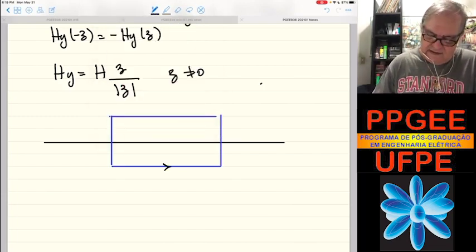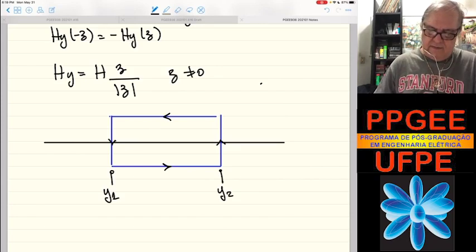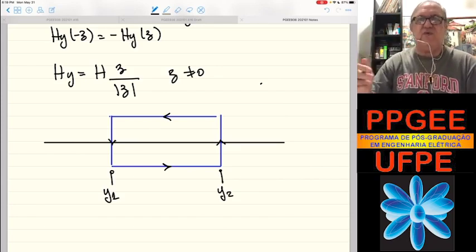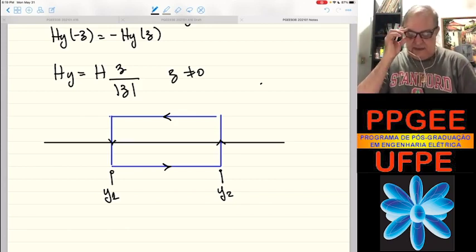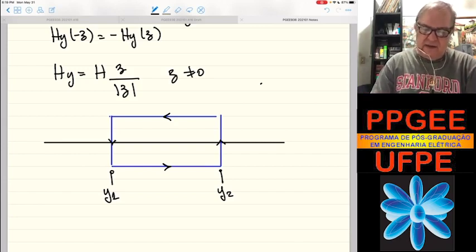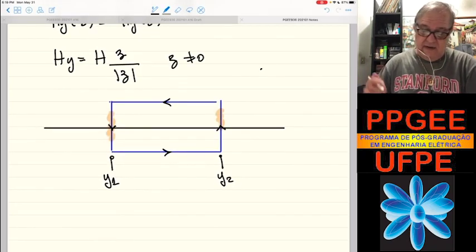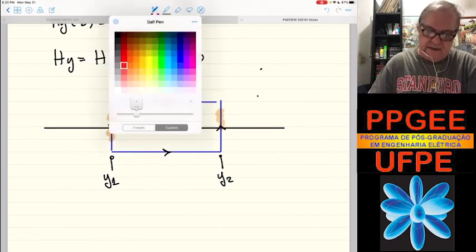Now we have this integral. Again we have y1 and y2. Now we don't have to worry about how high we are relative to the plane, because the field is going to be constant. So those lateral segments do not contribute. Well, the question is to determine what is the current enclosed by this path, right?